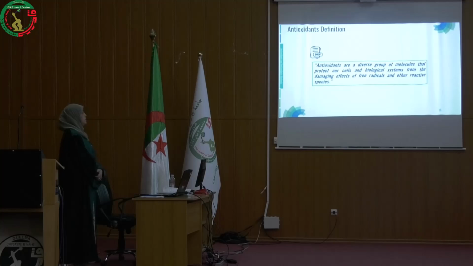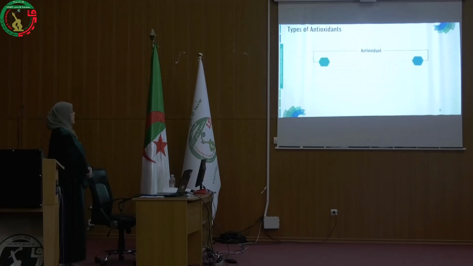So what are antioxidants? Antioxidants are a diverse group of molecules that protect our cells and biological systems from the damaging effects of free radicals and other reactive species. Antioxidants can be classified based on their sources into endogenous antioxidants and exogenous antioxidants. The endogenous antioxidants can be enzymatic like superoxide dismutase and glutathione peroxidase. They can also be non-enzymatic like glutathione and uric acid.